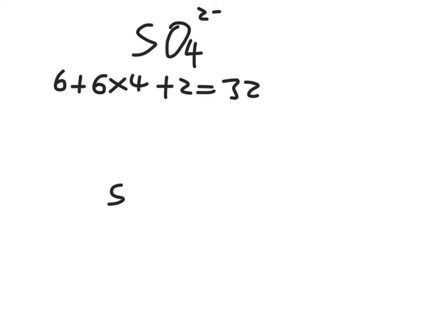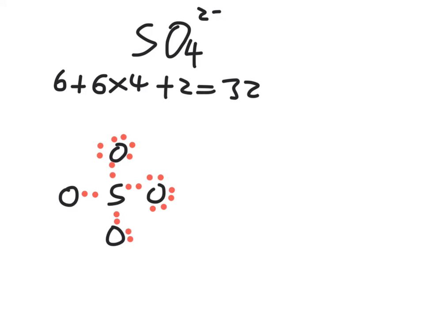Okay, draw the sulfur surrounded by the oxygens, and then start to fill in. Do the bonding pairs first. So 1, 2, 3, 4, 5, 6, 7, 8. Now fill out the outer electrons. 9, 10, 11, 12, 13, 14, 15, 16, 17, 18, 19, 20, 21, 22, 23, 24, 25, 26, 27, 28, 29, 30, 31, 32. Okay, so it adds up to 32.